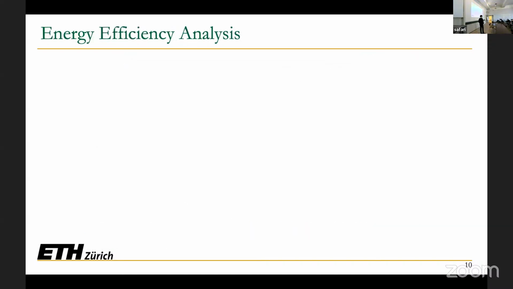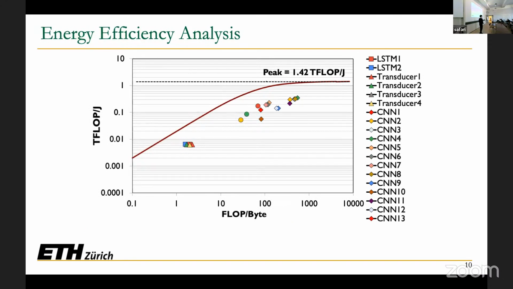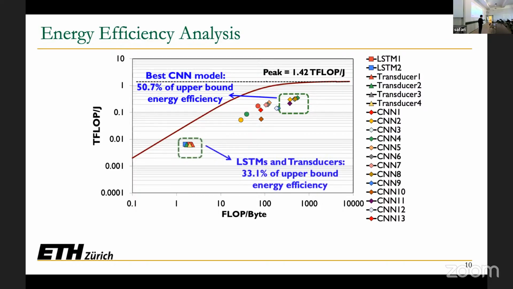Now for energy efficiency analysis, we have a similar graph, but this time it's in teraflops per joule. So it's measuring the energy efficiency. And we have, again, a roofline where the ideal peak energy efficiency would lie. Again, we see the best CNN model is only operating around 50% of peak energy efficiency. And again, LSTMs and transducers operate at 33% of peak energy.